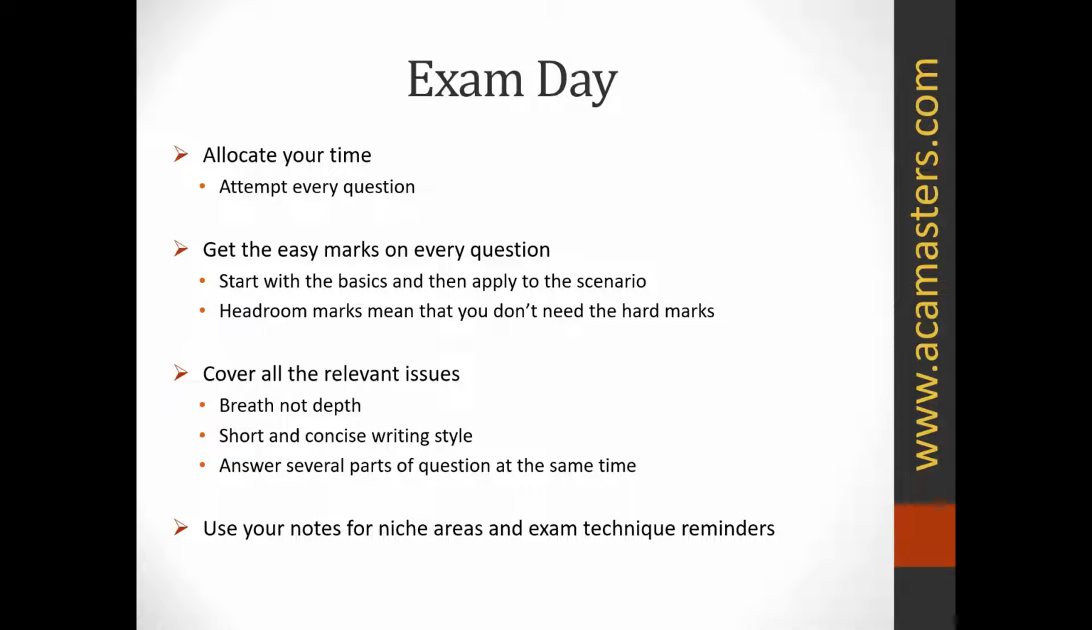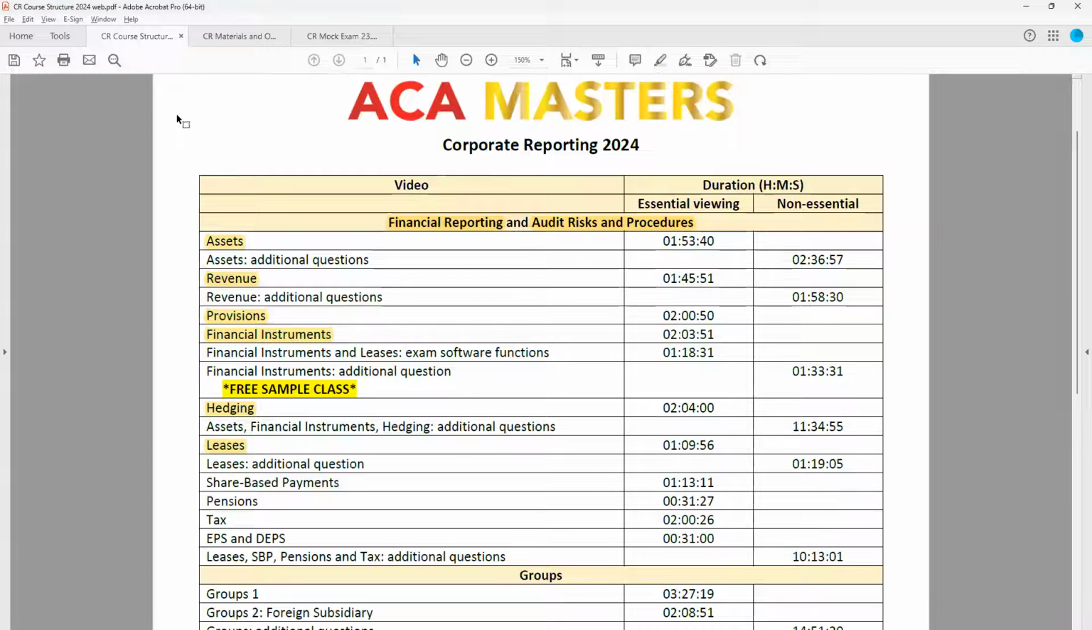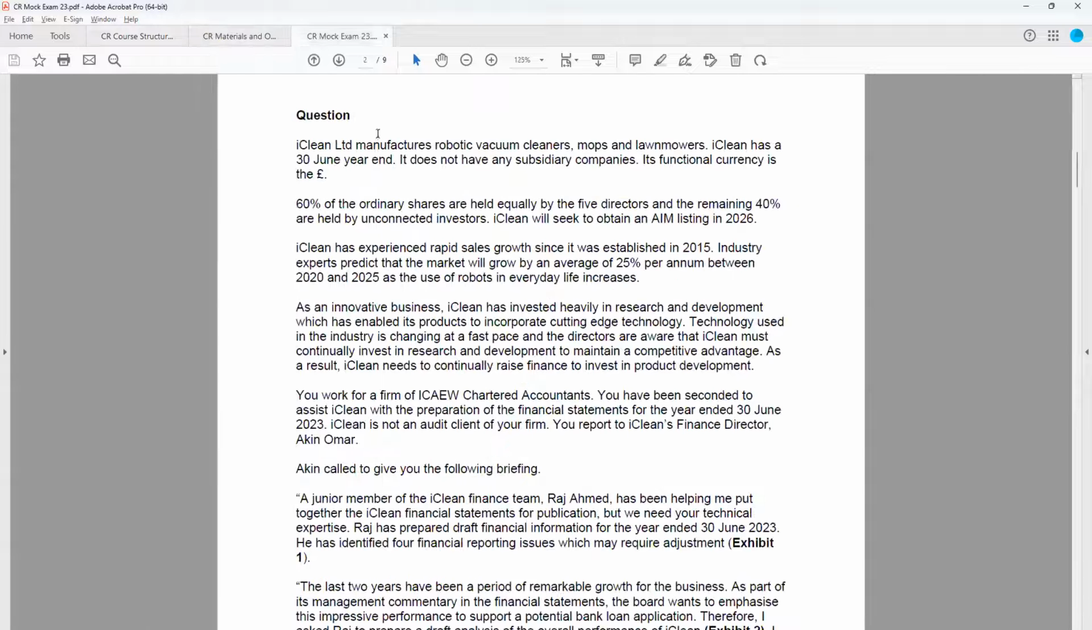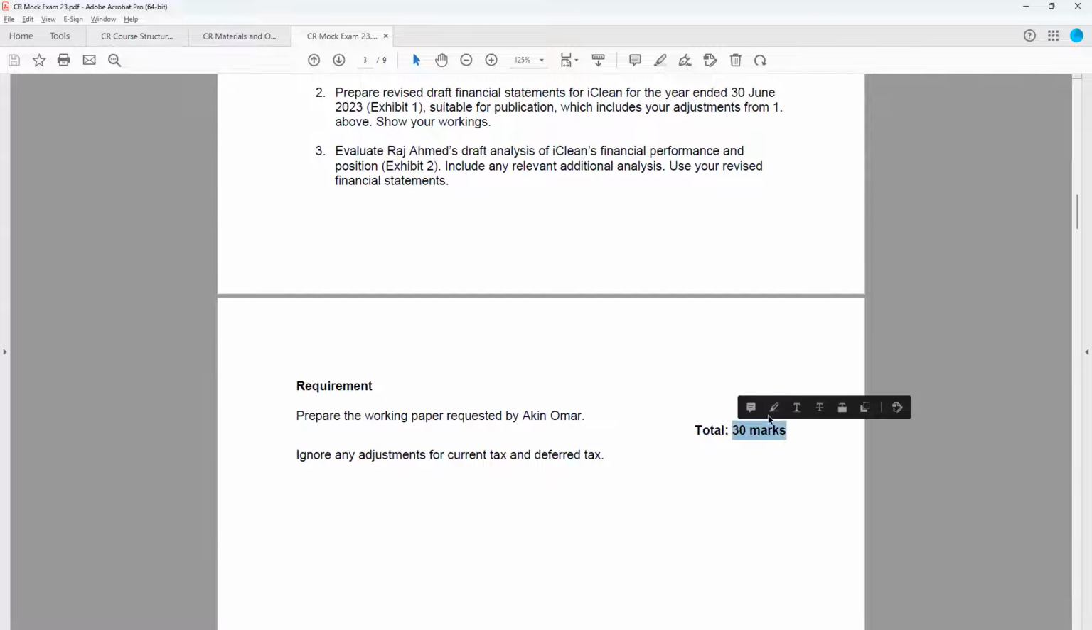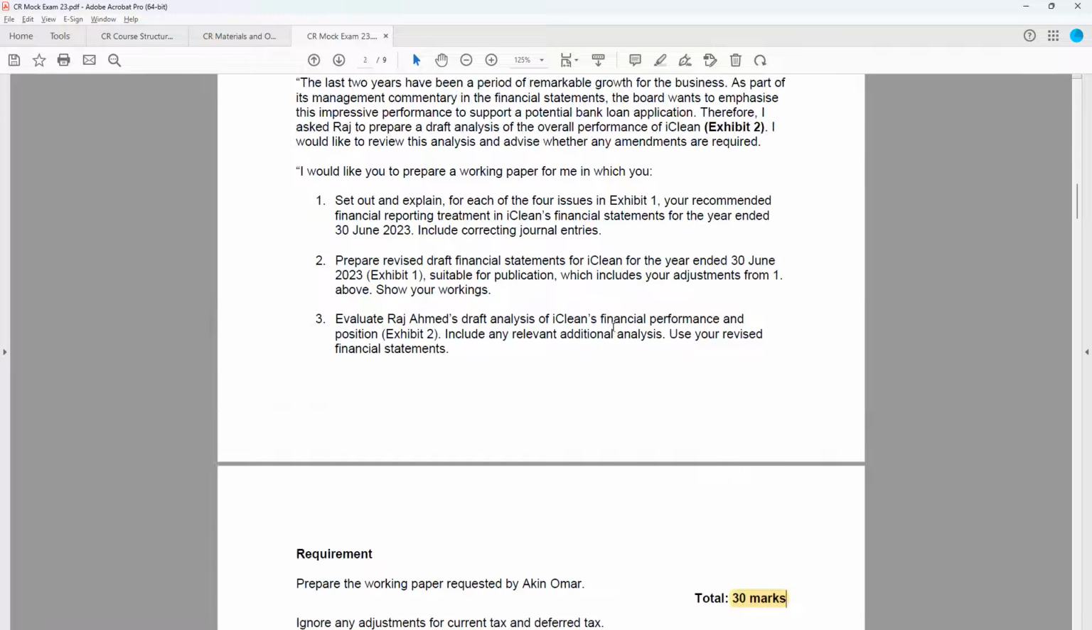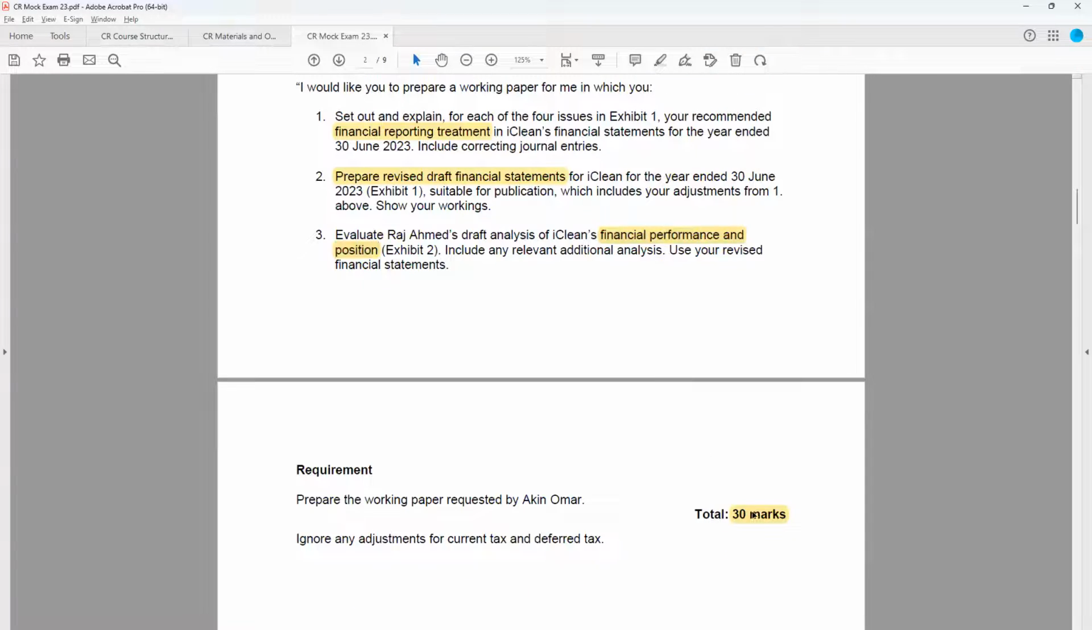So make sure that you allocate your time. There'll be several requirements in each CR exam. Here we've got an FR requirement, which is worth 30 marks. And you can see you've got several things that you need to do. You've got, explain the FR treatment, you need to redraft the financial statements, and then you've got a separate question on financial statement analysis. So make sure that you allocate your time to each part of the question.